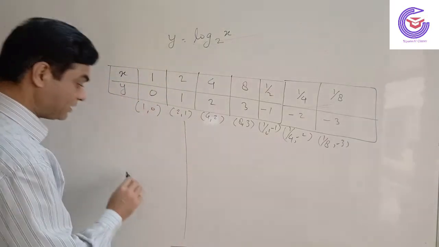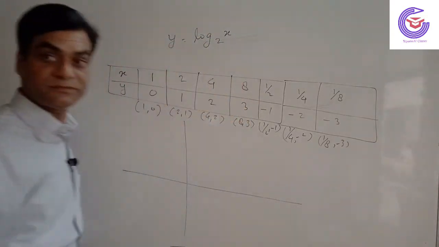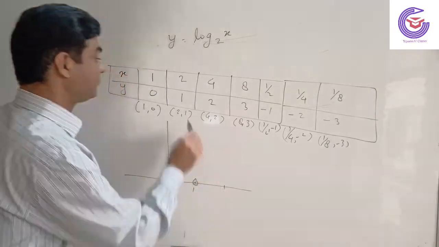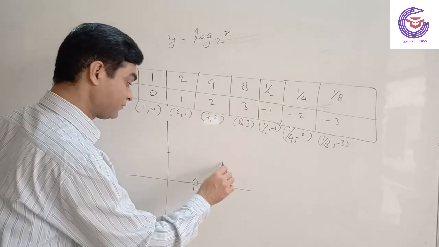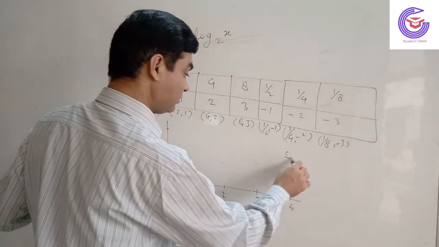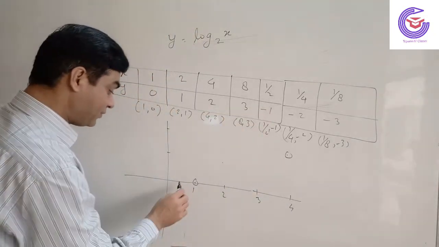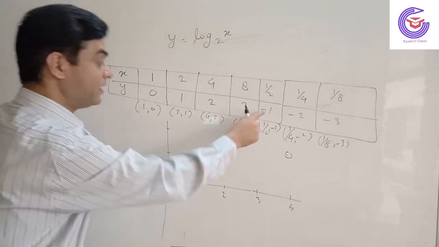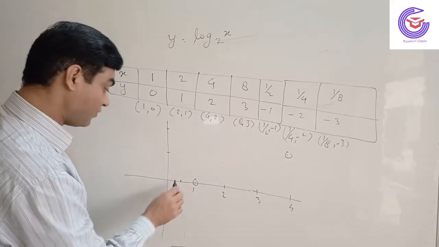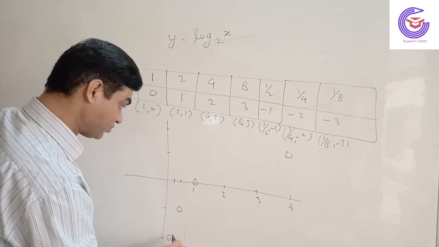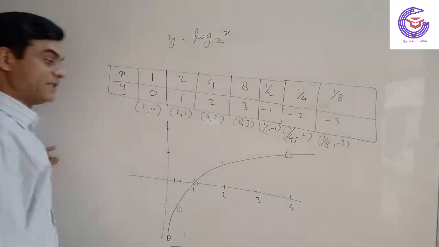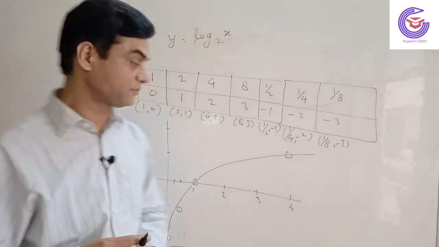If we plot all the points on the graph, it passes through 1, 0, then for 2 it is 1, and for 4 it is 2. When x is half, the value is minus 1, and for 1 by 4, the value is minus 2. So if we plot all the points, you get a logarithmic graph like this.